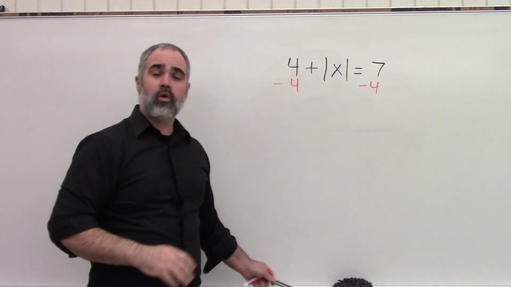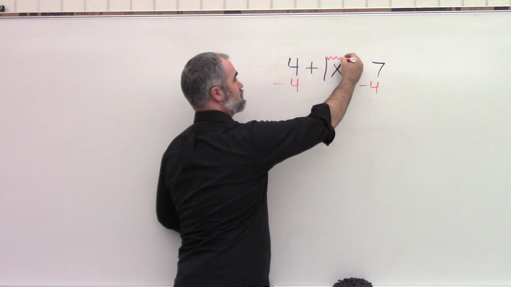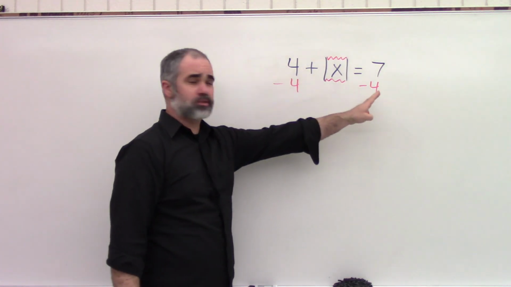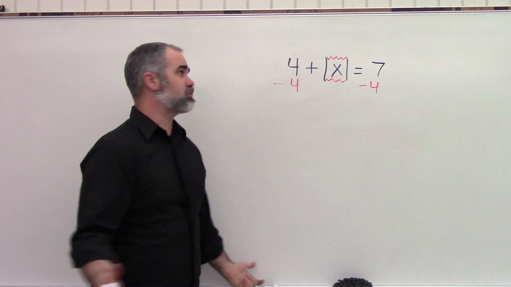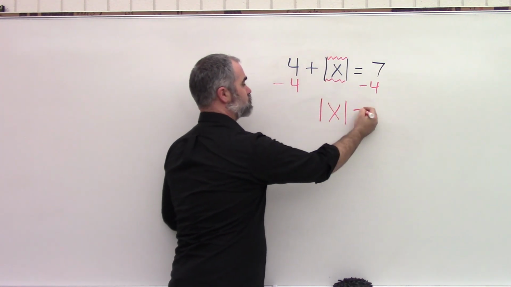You can treat the whole absolute value like a variable. Sometimes I like to put a little cage around it so it looks like one thing. So I have 4 plus something equals 7. I can still subtract 4 from both sides. What you're left with then is x equals 3.